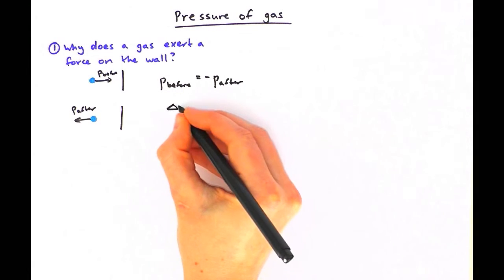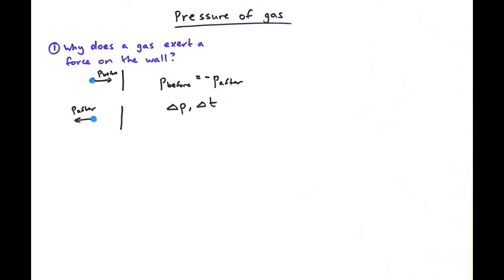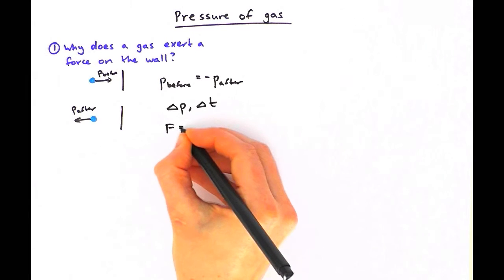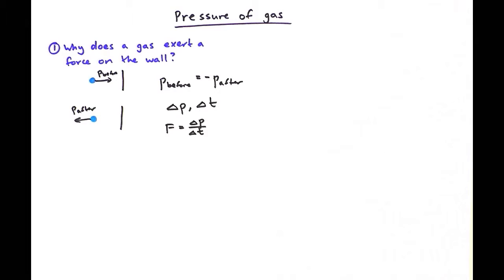So this means that there's a change in momentum, delta p, which took a time delta t to happen. And remember, Newton's second law can be written as that the force is the rate of change in momentum. So F is delta p over delta t. So in order for this momentum to change, that means that there was a force by the wall on the particle. And by Newton's third law, we then also know that there was a force applied by the particle on the wall. So that's how we know that there is a force exerted by the gas on the wall.